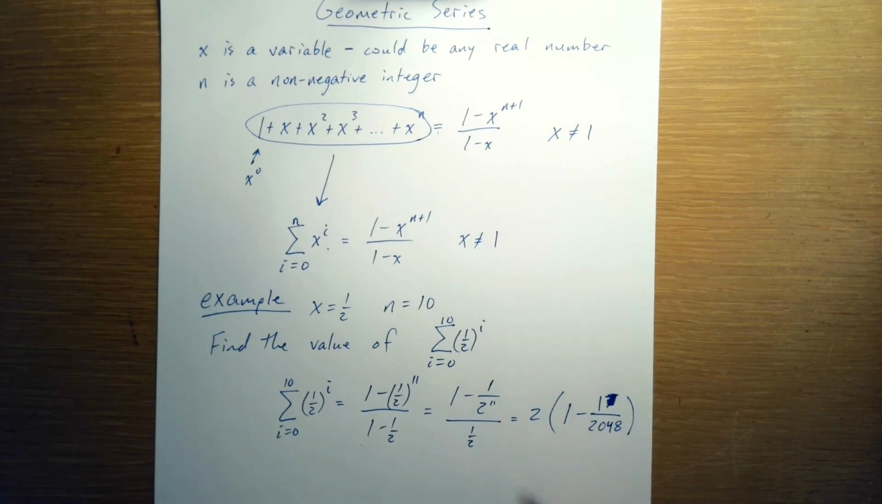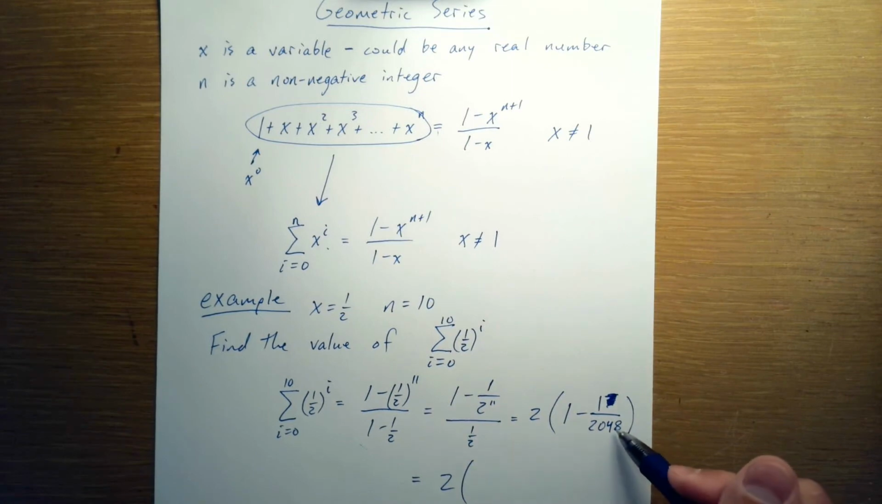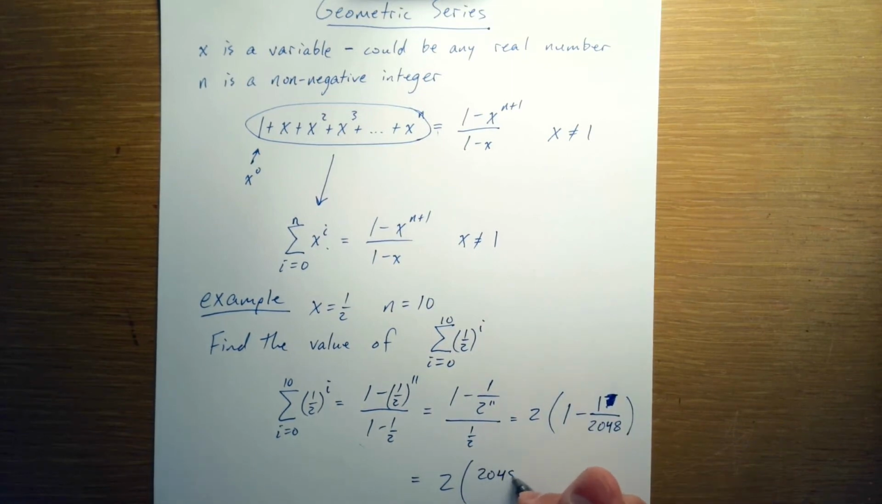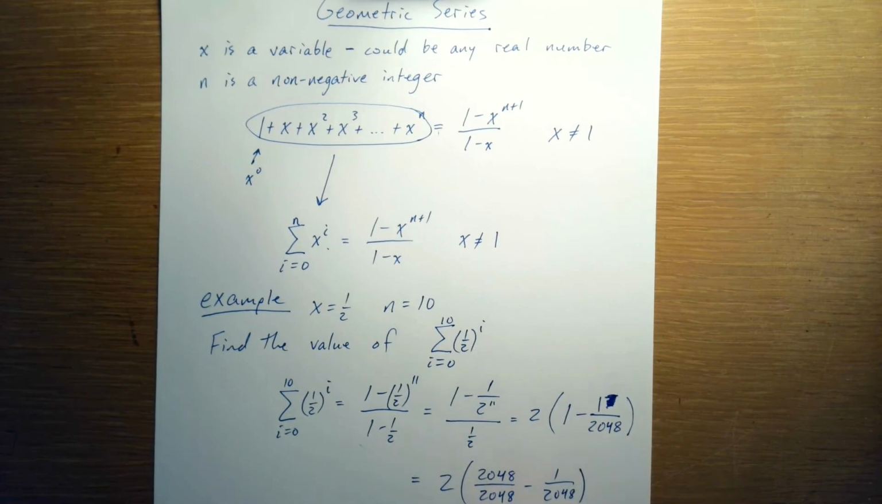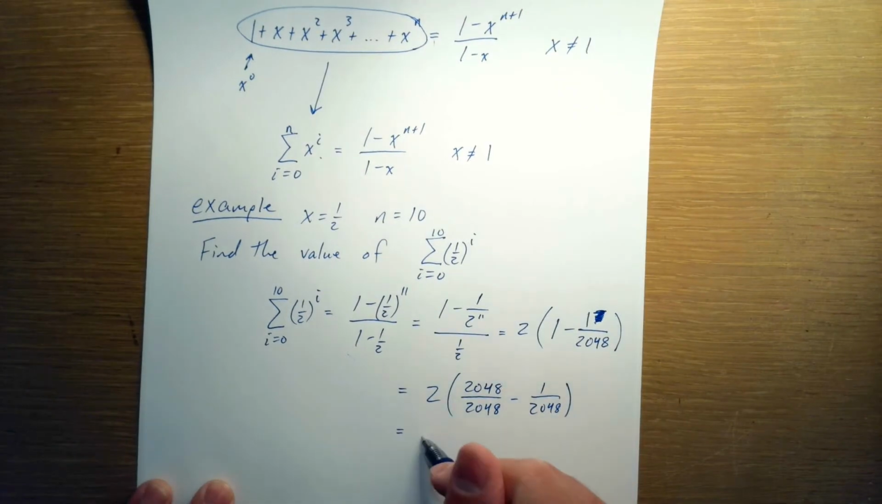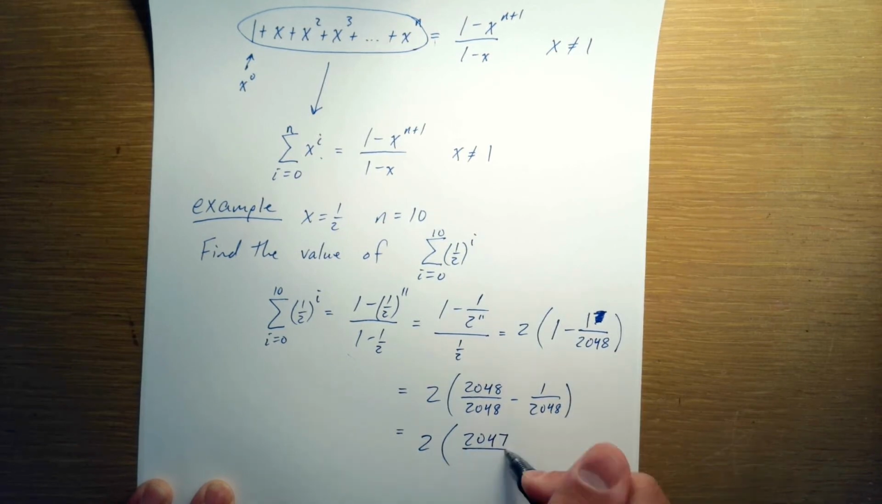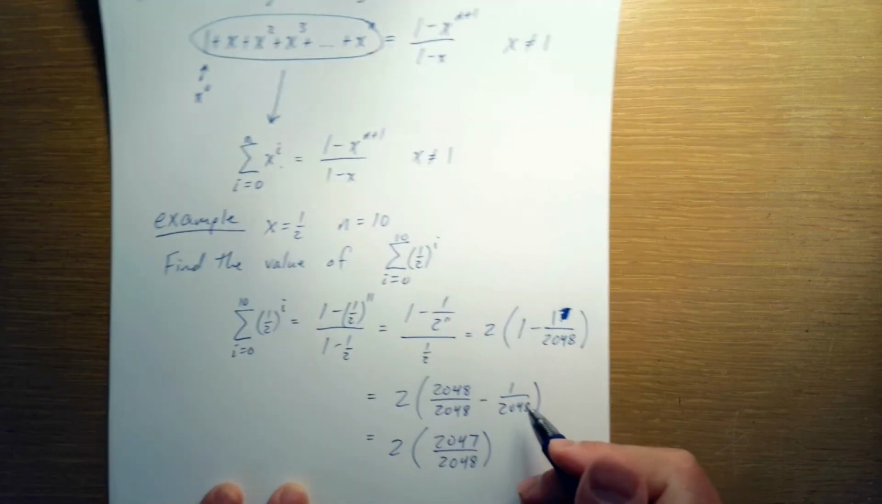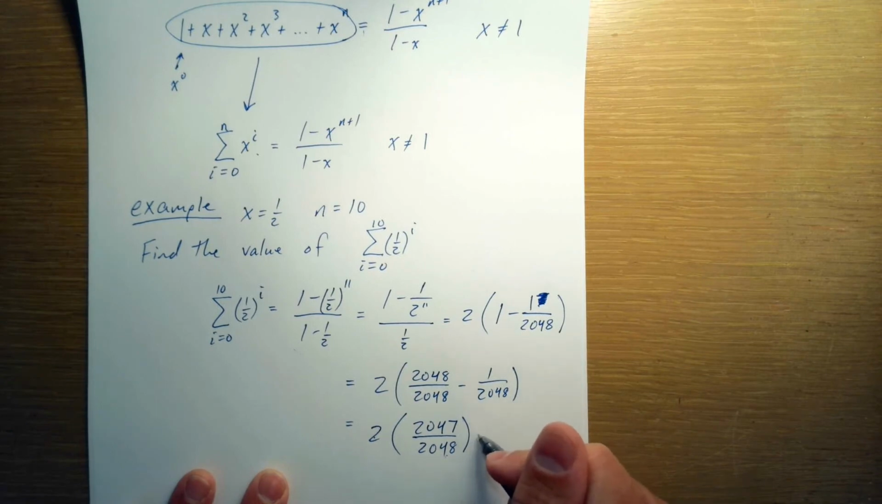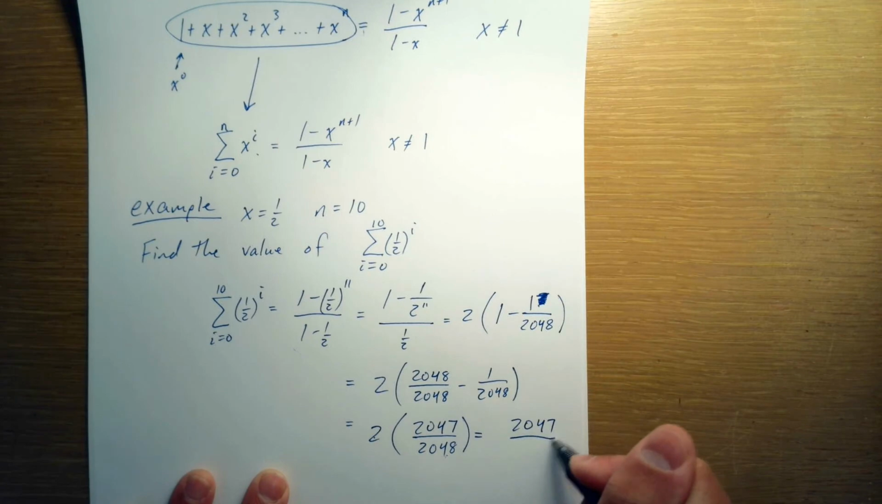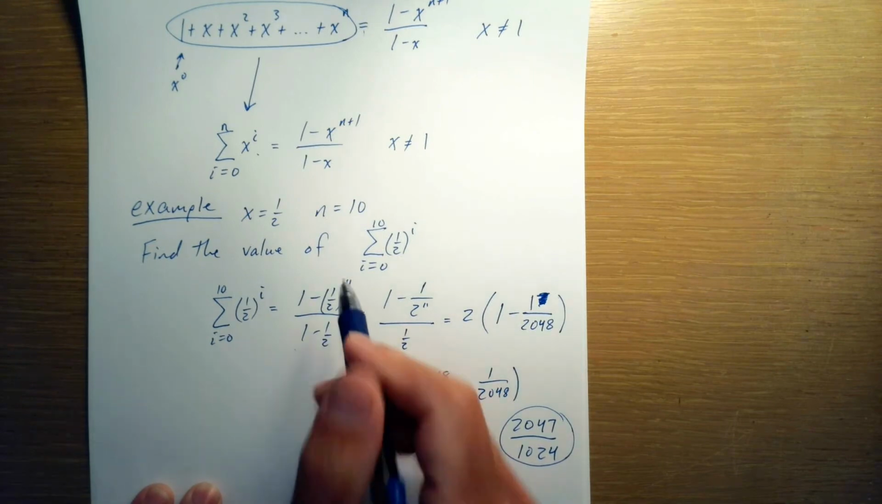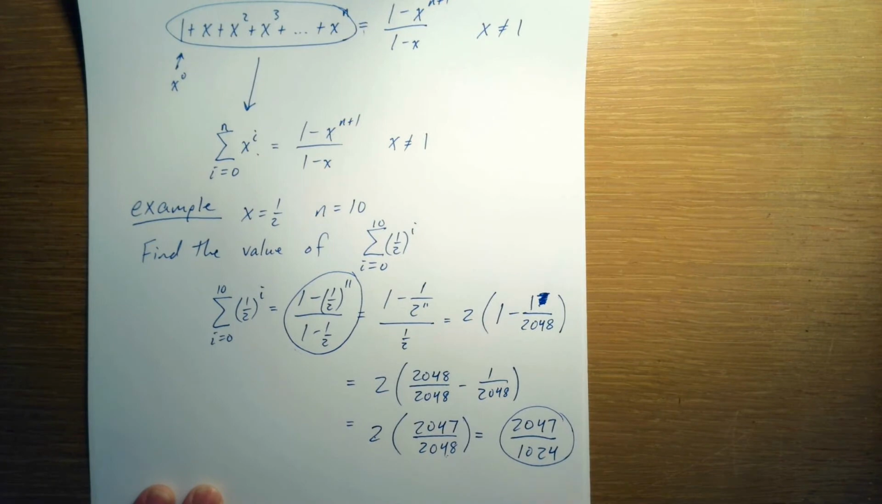Now it's basically a fraction problem. So you have 2 times, and I need a common denominator of 2048, so 1 equals 2048 over itself, minus 1 over 2048. So that's 2 times 2048 minus 1 over 2048, which is 2047 over 2048. Then finally I can cancel the 2 with that 2048. So that's 2047 over half of 2048, which is 1024. That's a really simplified final answer, although personally, I would take the earlier form as an acceptable final answer.